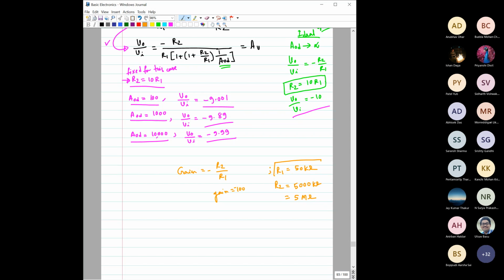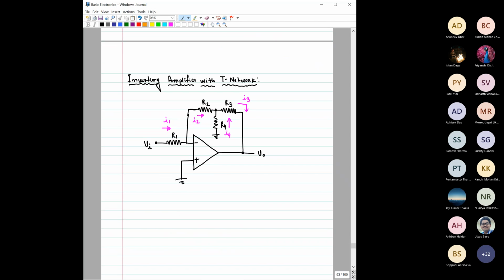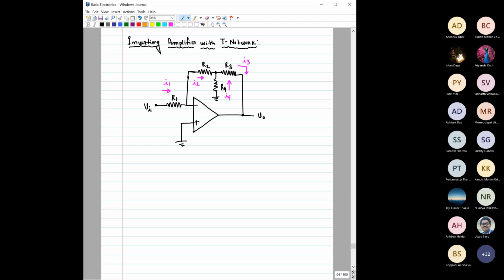So if for any reason you have to fix R1 to 50 kilo ohm and you need a gain of minus 100, then the magnitude of R2 would be very, very high, right? And we have also discussed earlier that incorporating that high value of resistance in any integrated circuit would always be difficult in terms of real estate, because a resistance will take a larger area to implement. So is there any way by which we can avoid this?